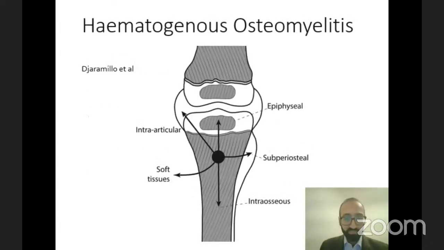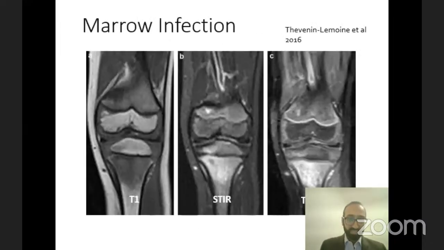So what's the sequence of events? The insult usually starts with hematogenous seeding into the metaphysis where the blood supply is, and then your infection builds from there. It can cross the growth plate, it can cross into the joint, it can extend into the soft tissues and into the subperiosteal region. So these are all the areas that you need to really be able to look at when you're thinking about imaging for infection.